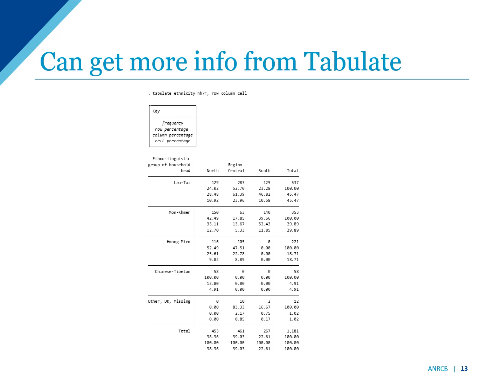And if you recall from topic 7.3, we can add row, column, and cell percentages using the tabulate command. This gives us the relative frequencies of ethnicity by region.